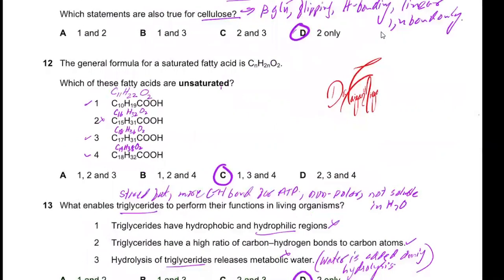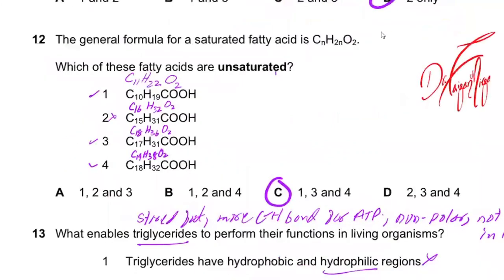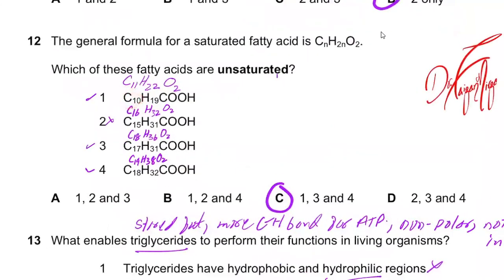The general formula of a saturated fatty acid is given as CH2O, with oxygen taken twice. If you look at this formula, it means that carbon and hydrogen are in the ratio of 1 to 2. So whatever the number of carbons, hydrogen will be twice that. They are asking which of these fatty acids are unsaturated. So we'll look at the number of carbons here, and work out the number of hydrogens we expect if it's a saturated fatty acid.